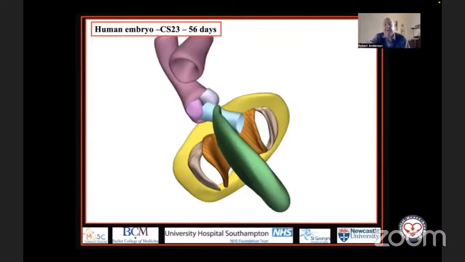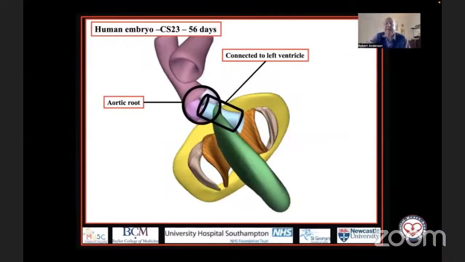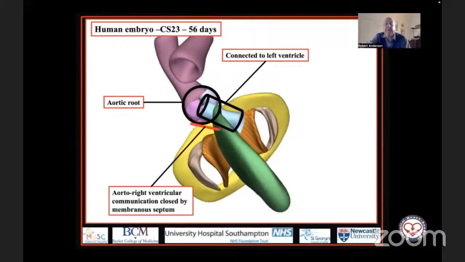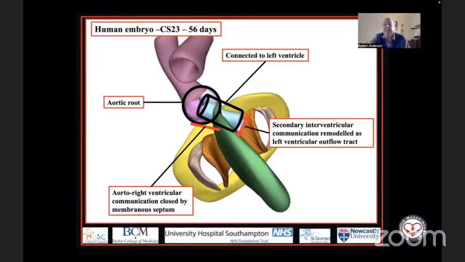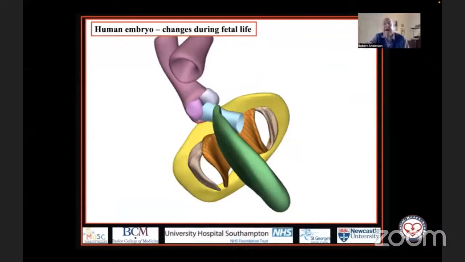After 56 days have taken place, 8 weeks of development, Carnegie stage 23. You're looking at it from the front, and you see that the aortic root is connected now to the left ventricle, but is still positioned above the cavity of the right ventricle. But the aorto-right ventricular communication has now been closed by those tubercles, which themselves are now remodeling to become the membranous part of the septum. So now the secondary communication has become the left ventricular outflow tract.